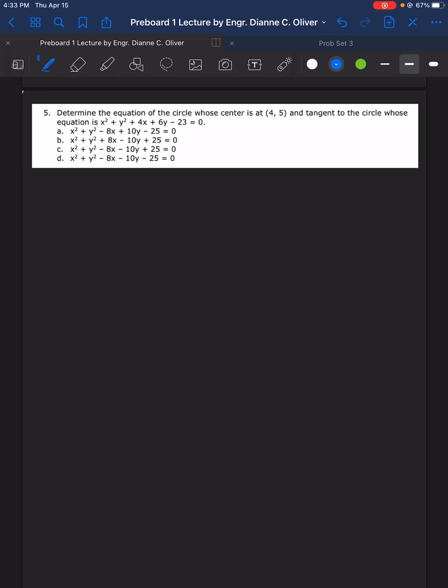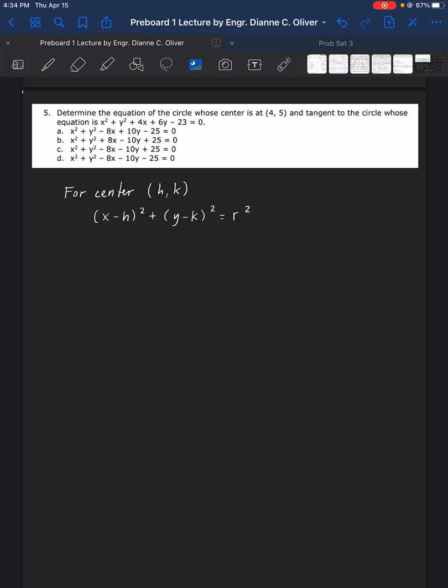Okay? So let's try to solve this. Therefore, we need to first, for the center h, k, this is the center here. We have the formula x minus h squared plus y minus k squared equals the radius squared.